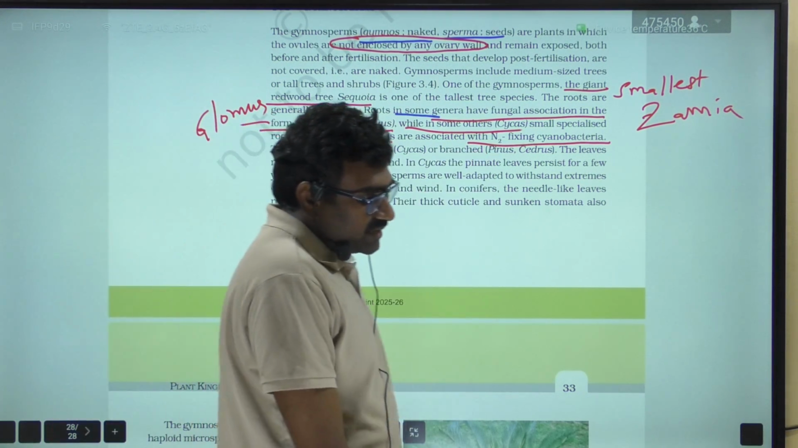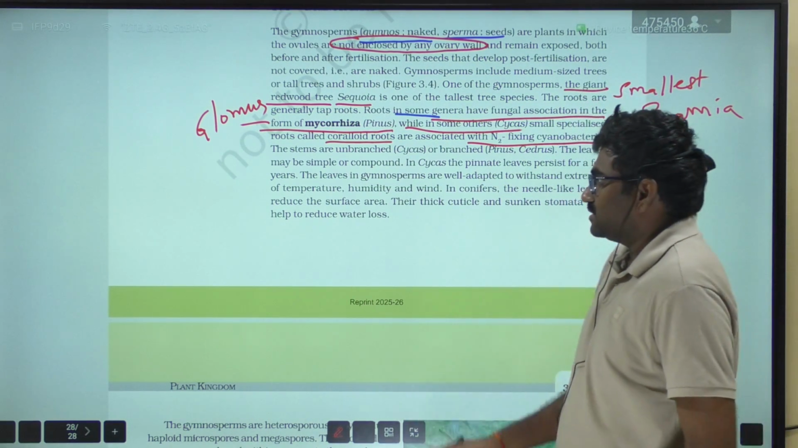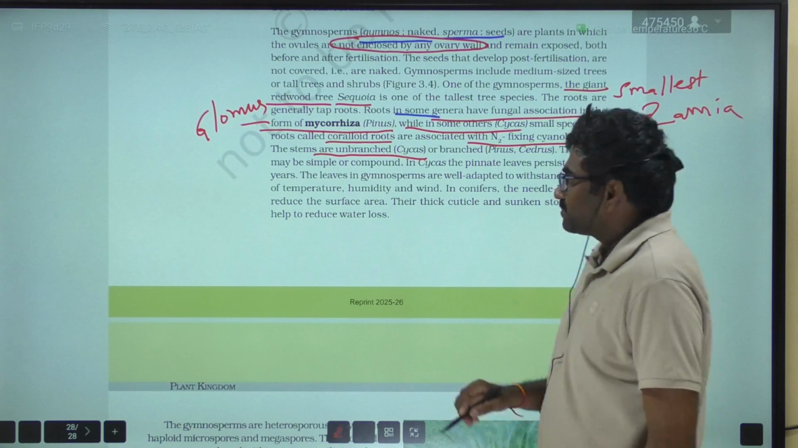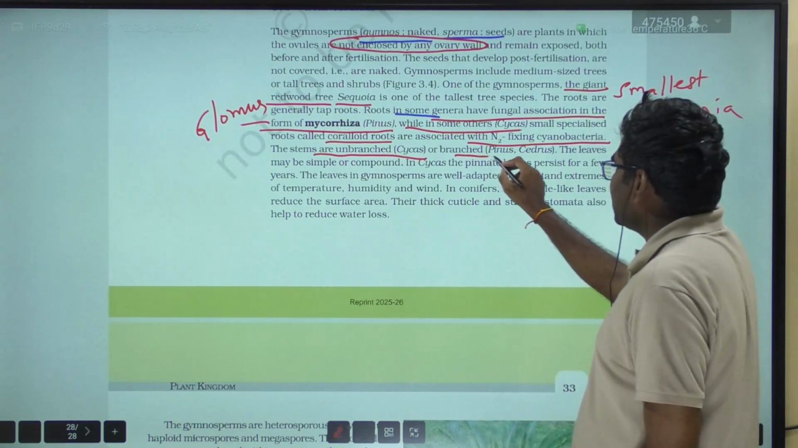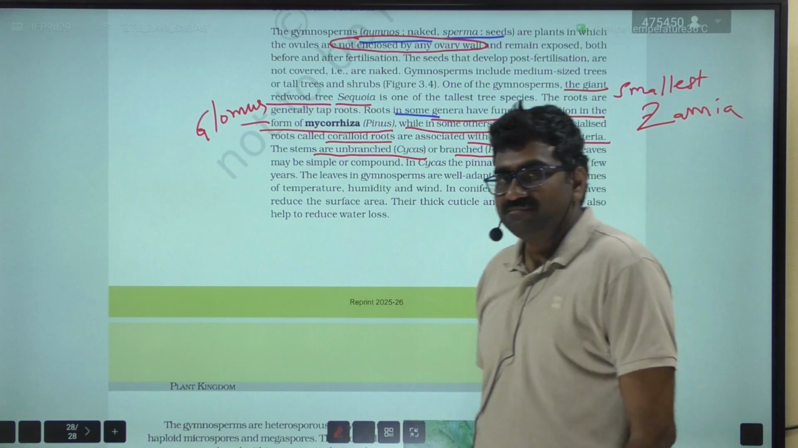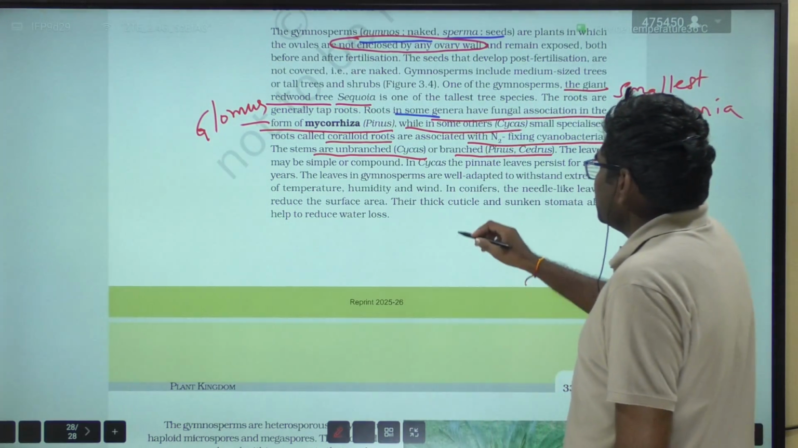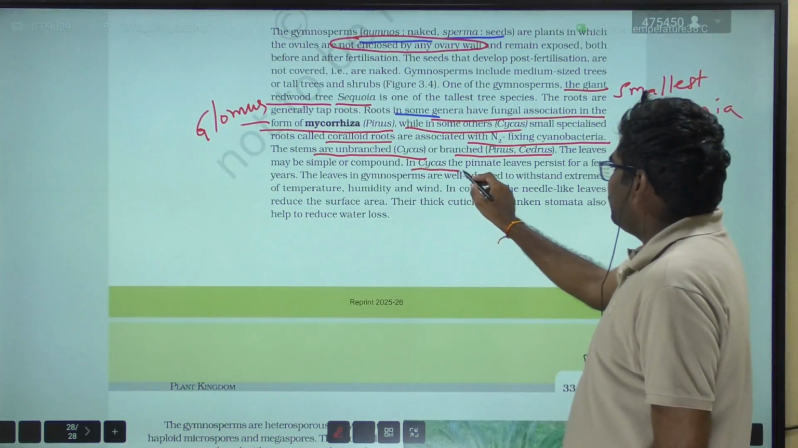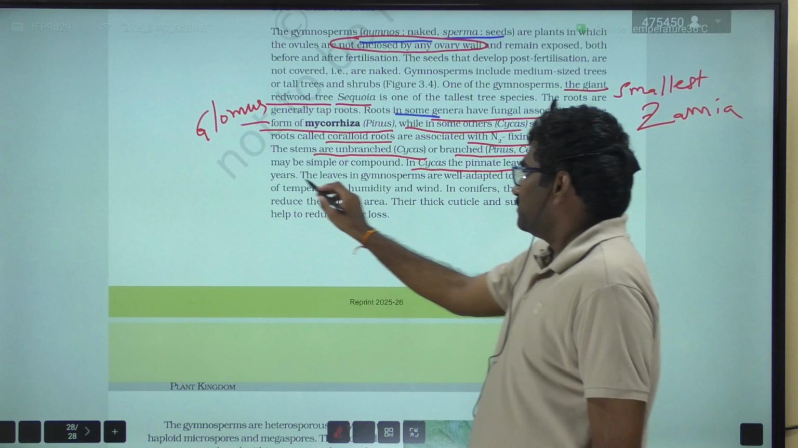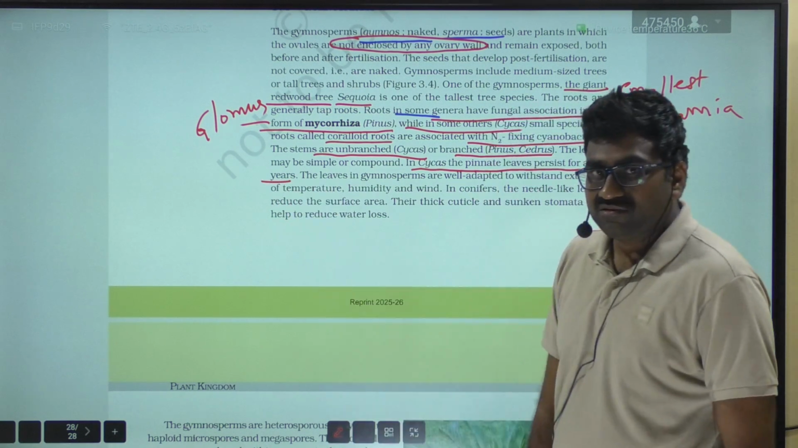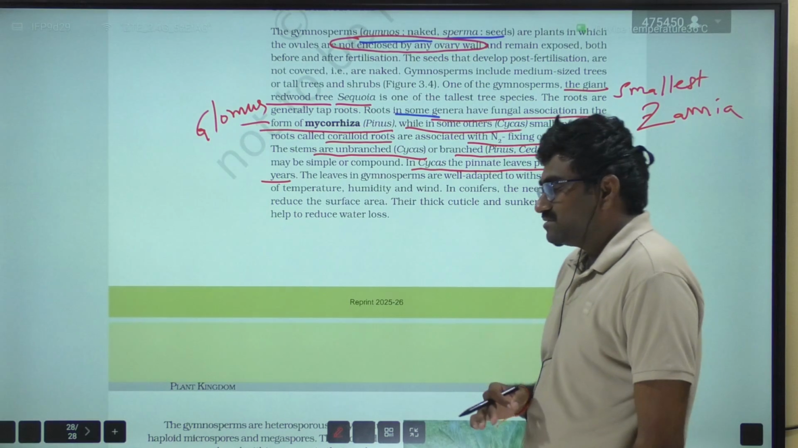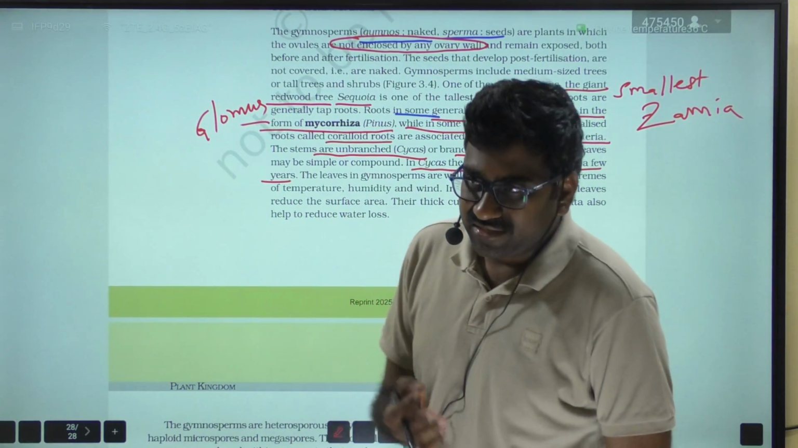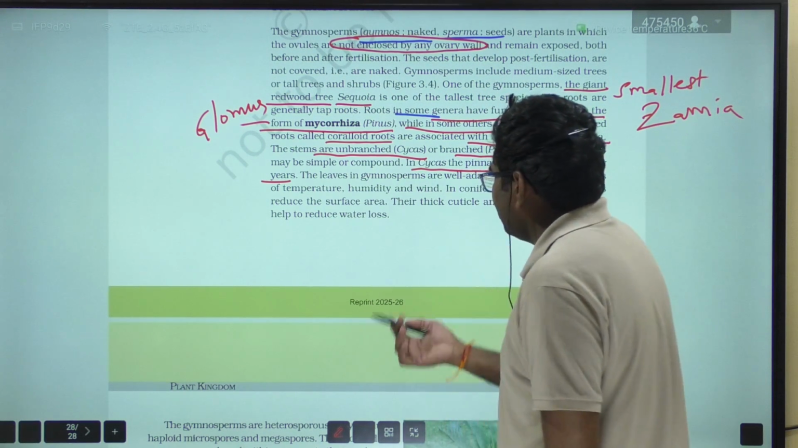And stems are unbranched in Cycas. This question is also asked in 2025. So stems are unbranched in Cycas and branched in Pinus and Cedrus. The leaves may be simple or compound. In Cycas, the pinnate leaves persist for a few years. The most important thing is the leaves in gymnosperms can withstand high temperature, humidity, and wind. Very important.